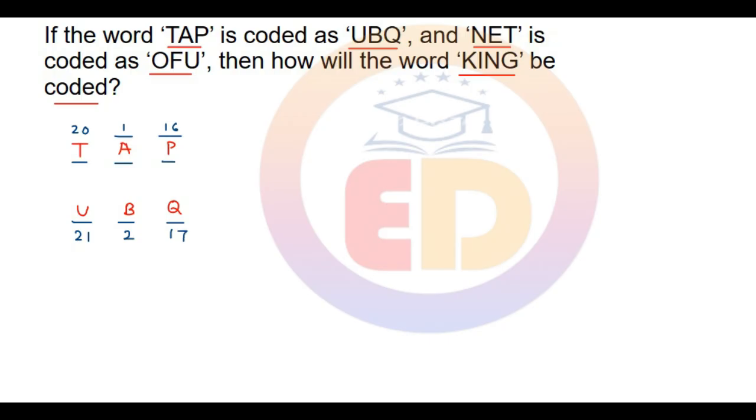Now T is coded as U. Means to find out the code of T, we have moved one letter forward. So in this case, the code is made by moving one letter forward. So we can say that we have done +1 here. From T to get its code U, we have added 1 to the alphabet number of T, which is 20.